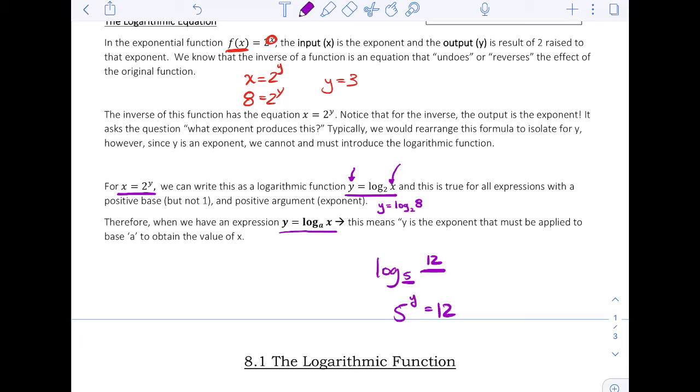Right? And you can imagine ones like that. It's not a nice whole number because 5 to the power of 1 is 5. 5 to the power of 2 is 25. So it's somewhere between 1 and 2. And we'd need our calculator to evaluate that.